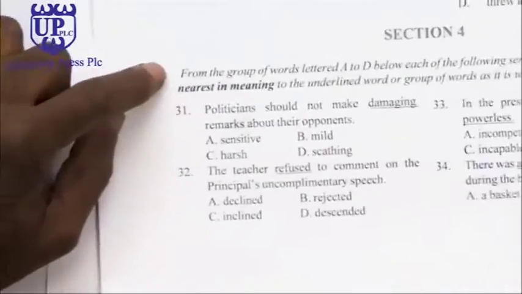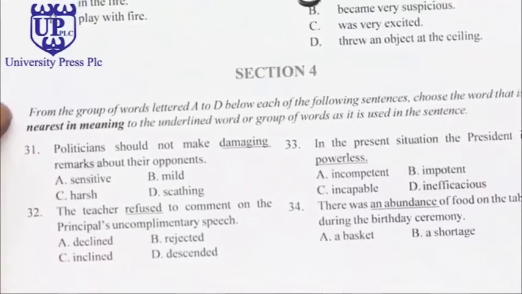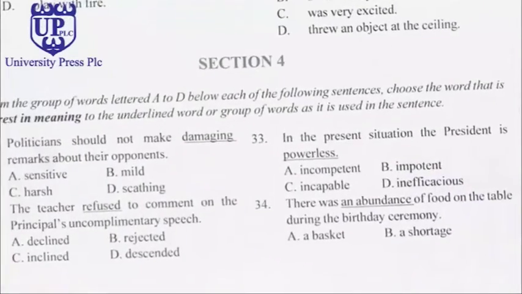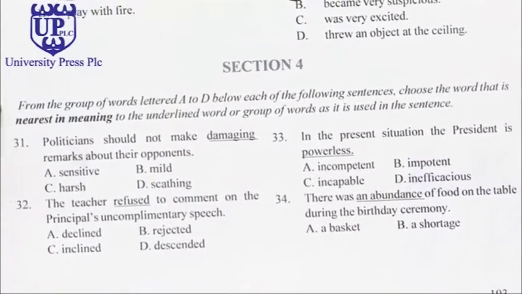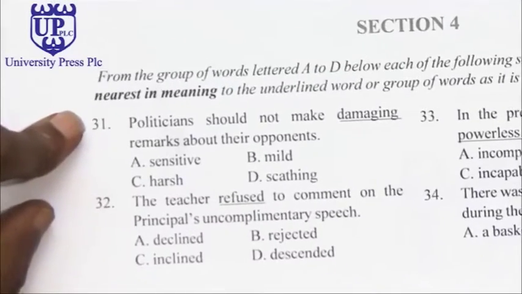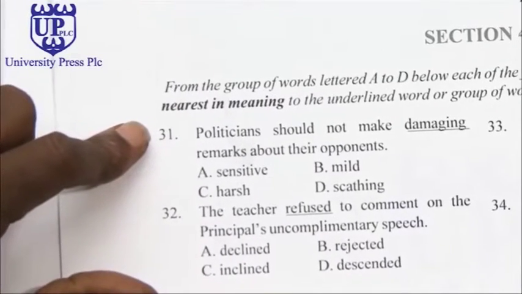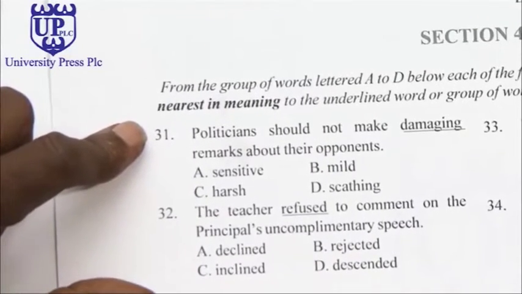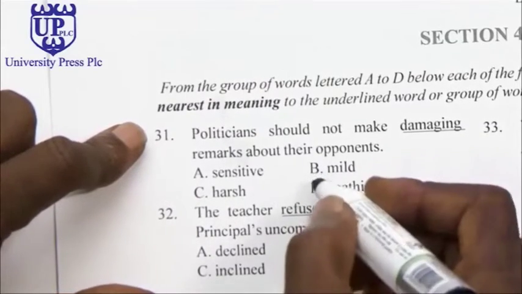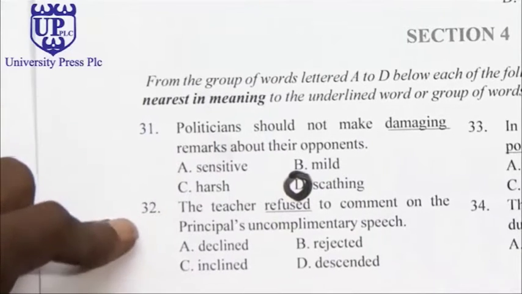Now, section 4, dealing with words nearest in meaning. From the group of words letter A to D, below each of the following sentences, choose the word that is nearest in meaning to the underlined word or group of words as used in the sentence. Politicians should not make damaging remarks about their opponents. Damaging there. Which one will be the answer? Scathing. Scathing remarks. One can damage their reputation.